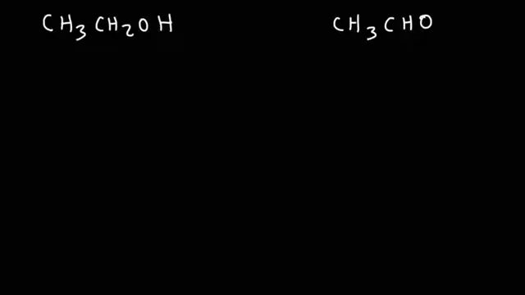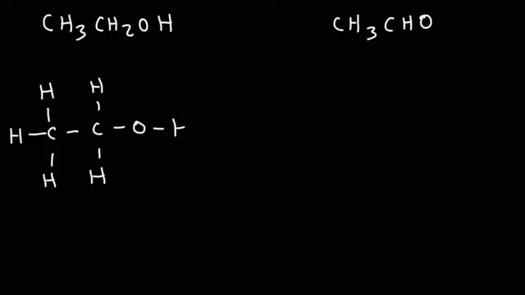So for the one on the left, we have a carbon that is connected to 3 hydrogen atoms, and then it's attached to a CH2 that is a carbon with 2 hydrogen atoms, and that's connected to an OH group. Keep in mind, oxygen likes to have 2 bonds, and it's going to have 2 lone pairs. So that's the Lewis structure for this molecule.